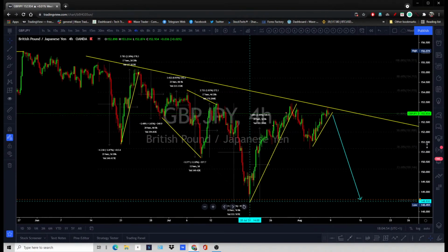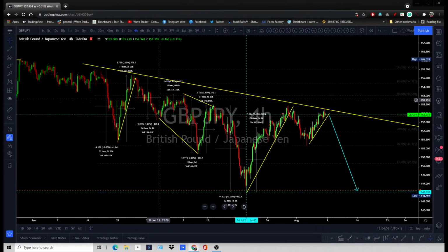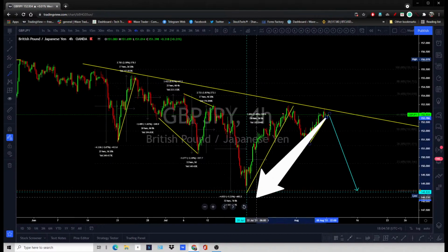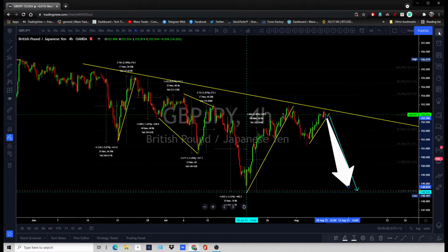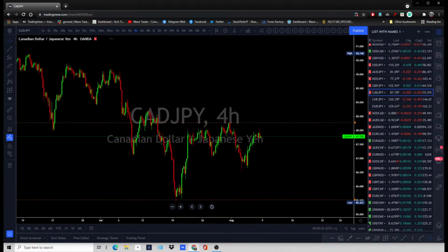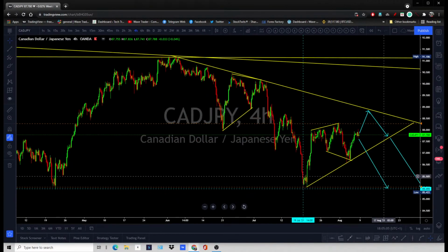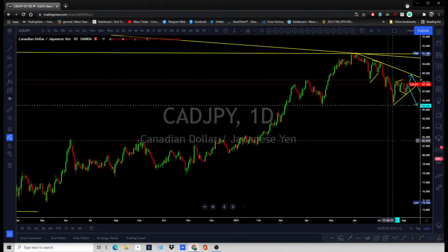Same goes with this chart. You are simply looking for a breakout and to go down, a breakdown, to visit that low. So CAD yen also is not going to change. Again, bigger time frame analysis.